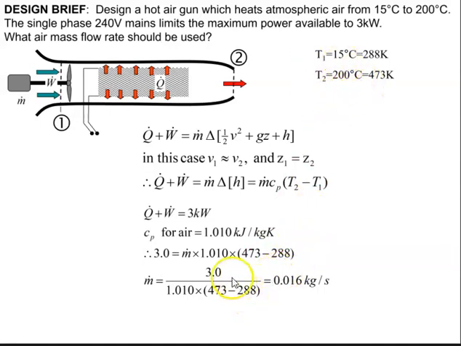Now these things here are being multiplied. You pick it up, throw on the other side, and it will divide. So 3 divided by all that bits that's on that side. So you will get the mass flow rate, which is 0.16 kilogram per second.